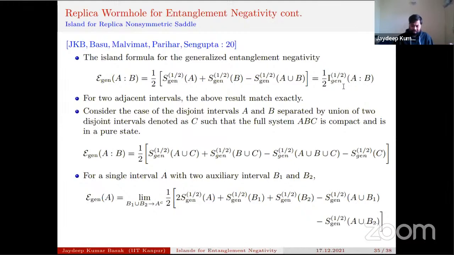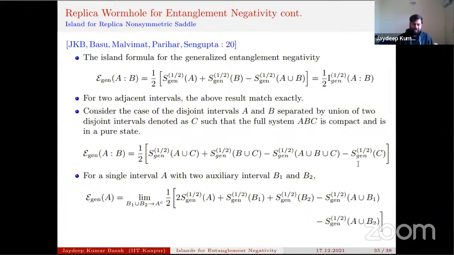But what about the disjoint case? In that case, we take A and B, two separated intervals, which are disjoint, and C is another disjoint interval sandwiched in between A and B. It makes the full system A union B union C compact and also makes it a pure state. In that case, if we try to compute the generalized negativity, we can have this specific formula.